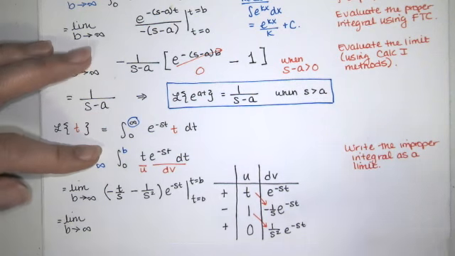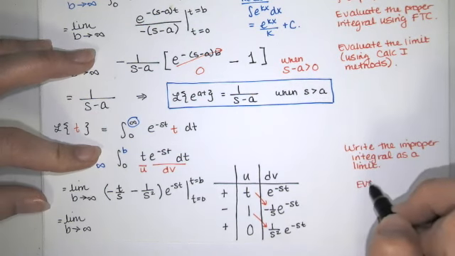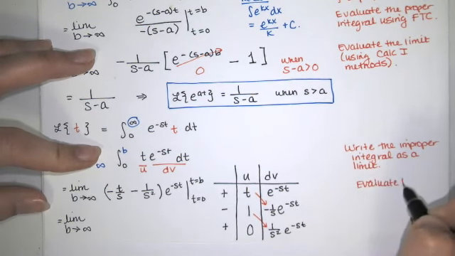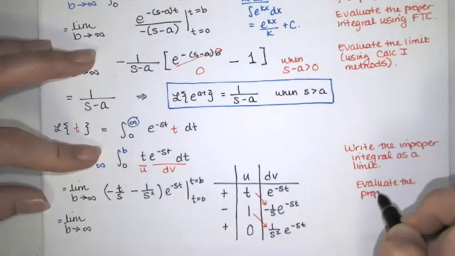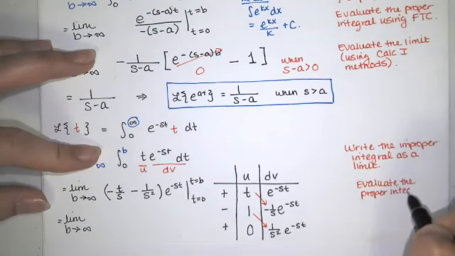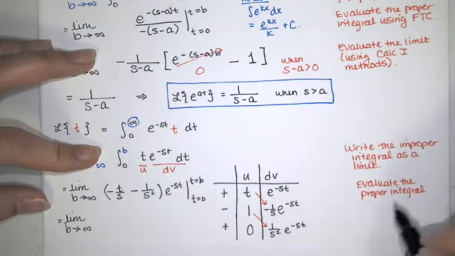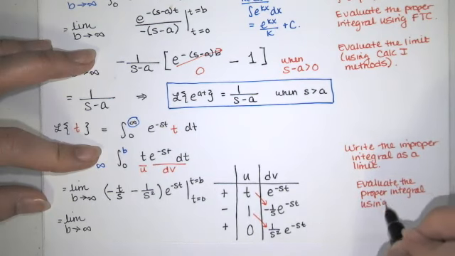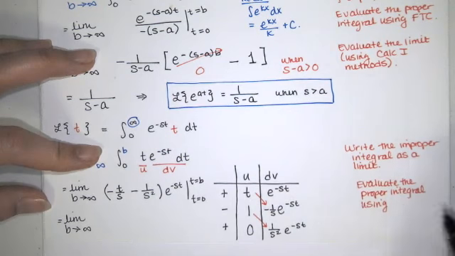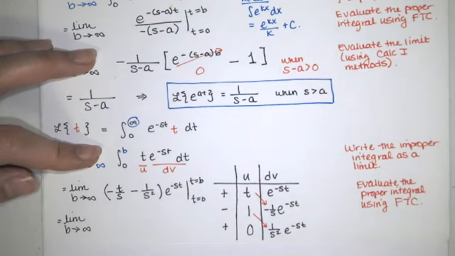So we compute our antiderivative. Now we're evaluating the proper integral. And that requires computing an antiderivative and then using the fundamental theorem of calculus. So we plug in the upper bound and lower bound and subtract. And this is what we get.